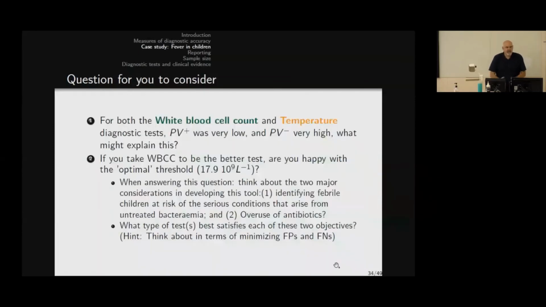All right. So here's the question for you quickly that I just want you to think about. For both white blood cell count and temperature diagnostic tests, the positive predictive value was low and the negative predictive value was high. What might explain this? I'll give you the answer. I don't expect you to answer. Low prevalence. That's what it was, okay?